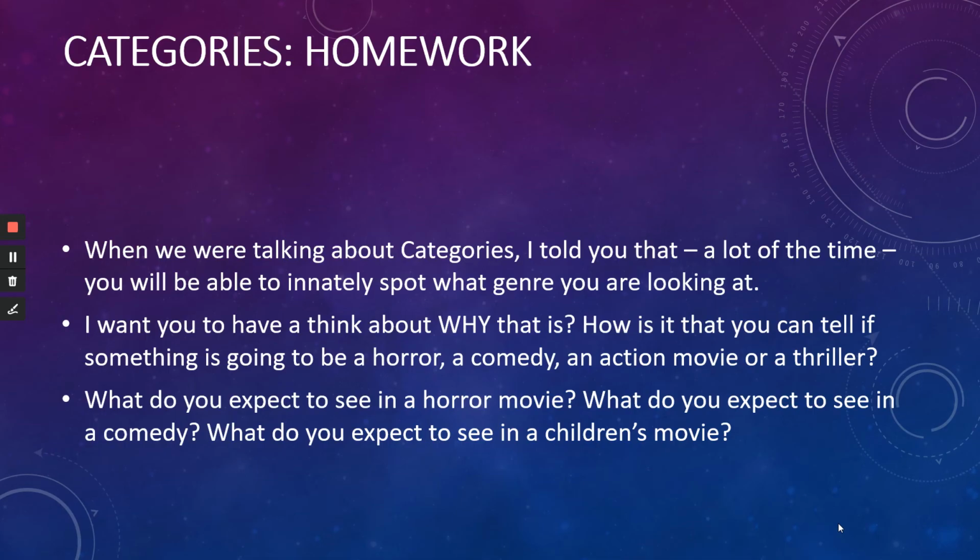When we were talking about categories, I told you that a lot of the time you'll be able to innately spot what genre you're looking at. I want you to have a think about why that is. How is it that you can tell if something is going to be a horror? How can you tell if something's going to be a comedy? How can you tell if something's going to be an action movie or a thriller? How do you know? What do you expect to see in a horror movie? What do you expect to see in a comedy? What do you expect to see and hear in a children's movie? Shouldn't be too tough. And that's your homework.